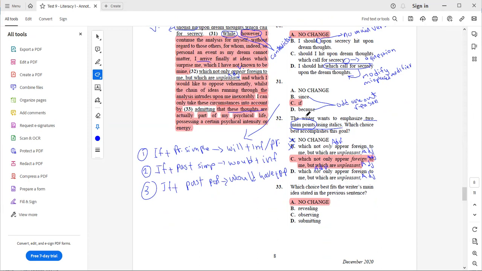32. Dr. Hamza. Yes. Read, please. The writer wants to emphasize two main points.